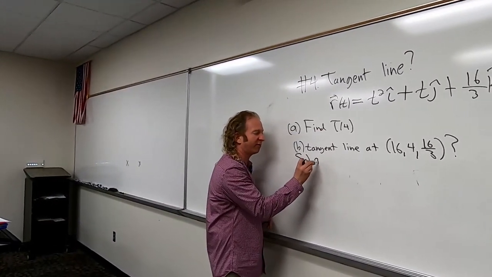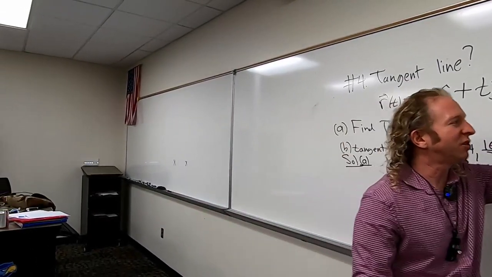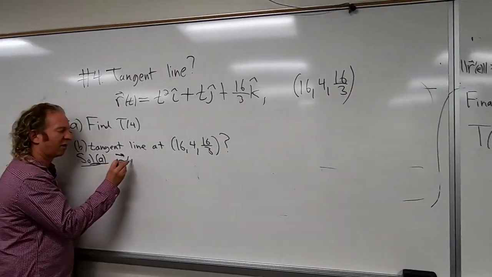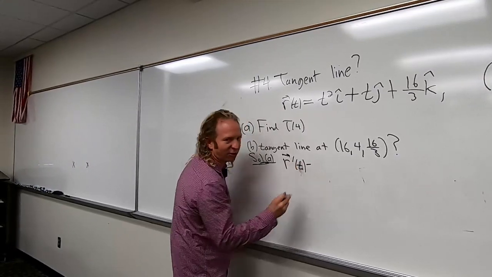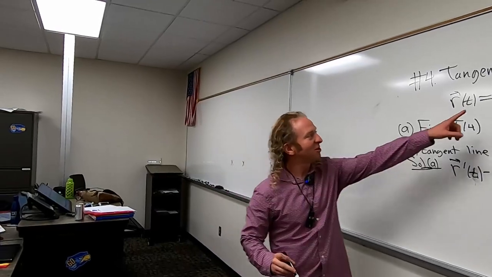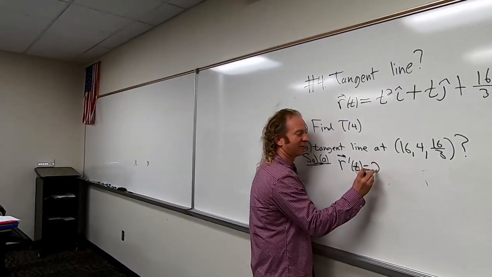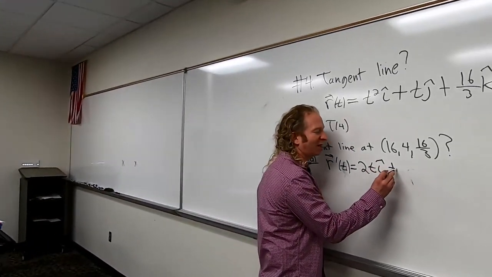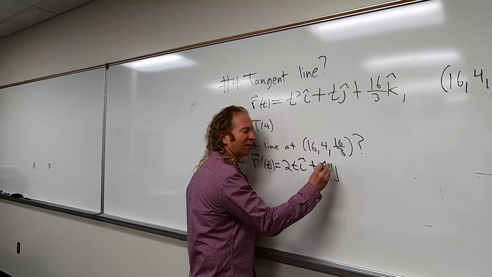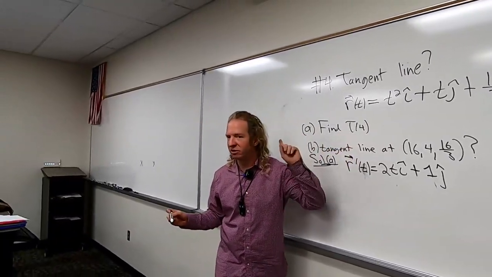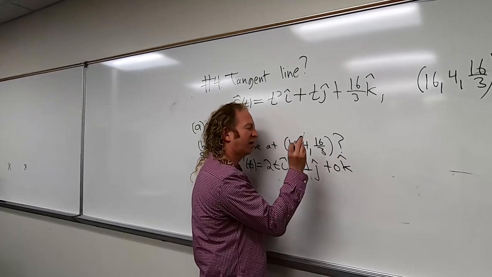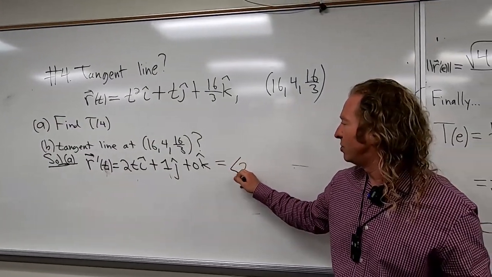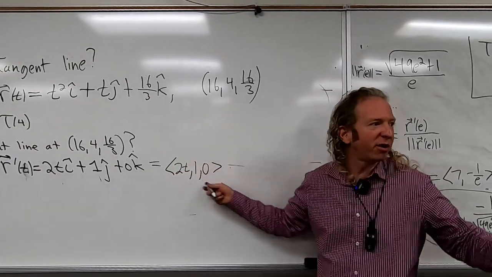So solution. Let's do part A first. To do part A, we just have to find the unit tangent vector at 4. Same thing, we start by taking the derivative, so r prime of t. Take the derivative and plug in 4. So this is 2t i hat. And then the derivative of t is 1, so I'm going to write 1 j hat. What's the derivative of 16 thirds? Zero. I'm going to put it there because I like writing it. I'm going to put it in component form, just for clarity. So this is going to be angle bracket 2t, 1, 0. It's really better to put it in component form.